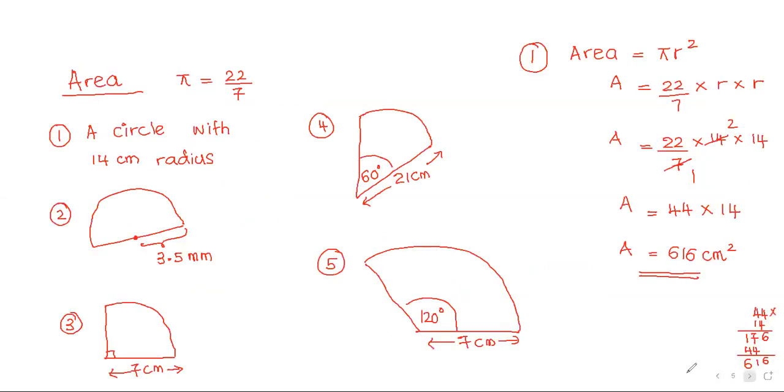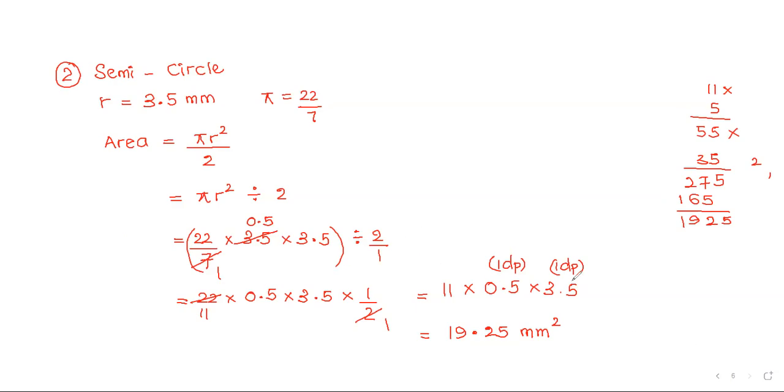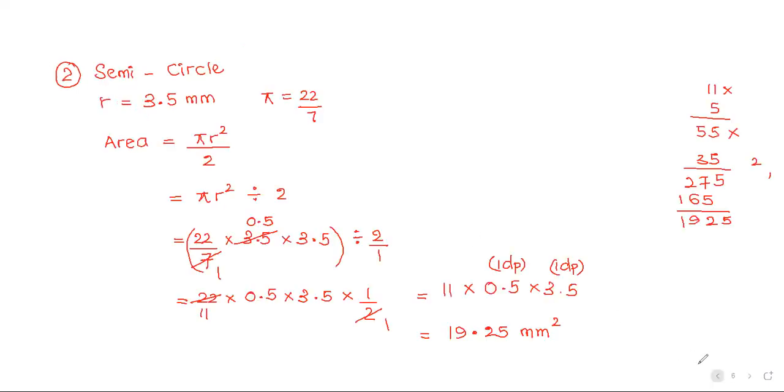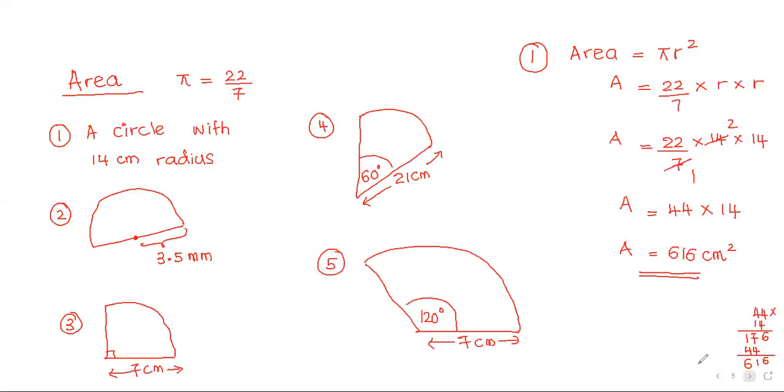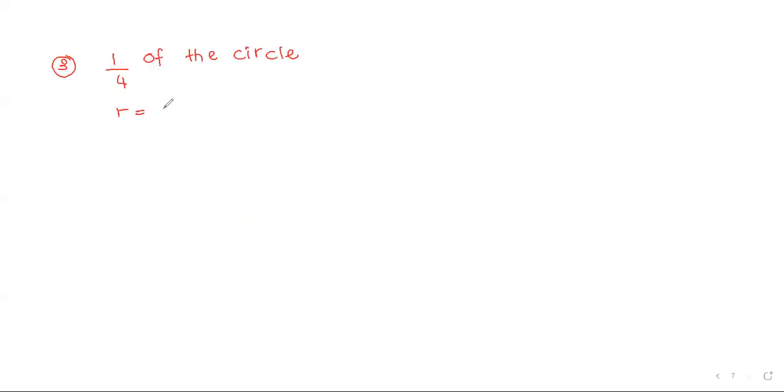Third question, you have a quarter, right? So you have a quarter circle. Then we will write that it is 1 quarter of the circle, right? They have given 1/4 of the circle. And what is the radius value we have in the question? We will see that it is 7 centimeters, right? The 7 centimeters. And I am going to find the area.